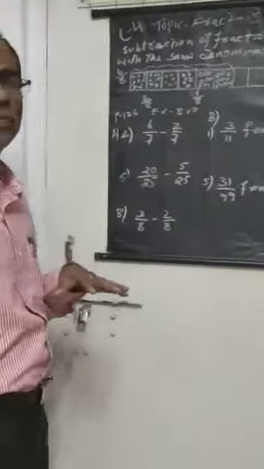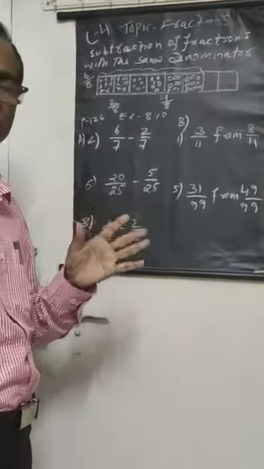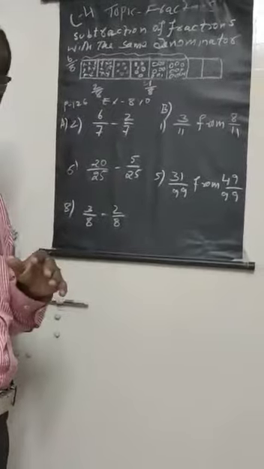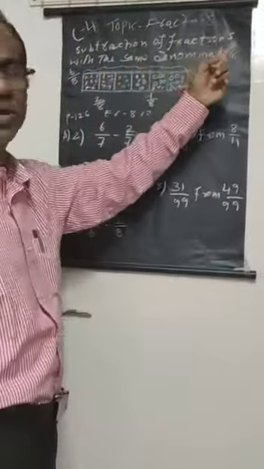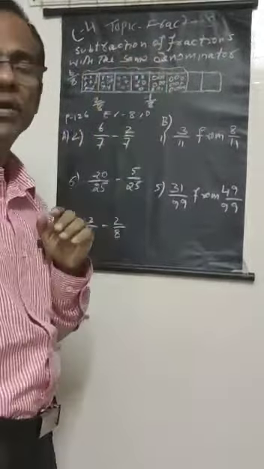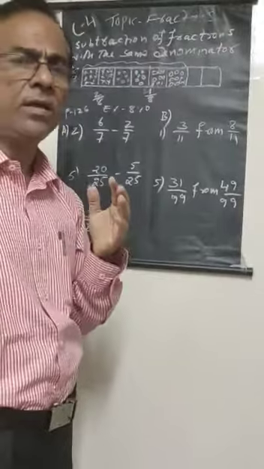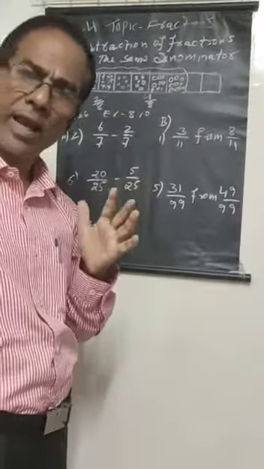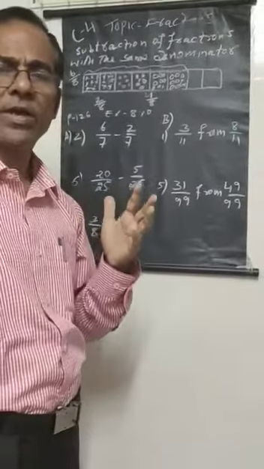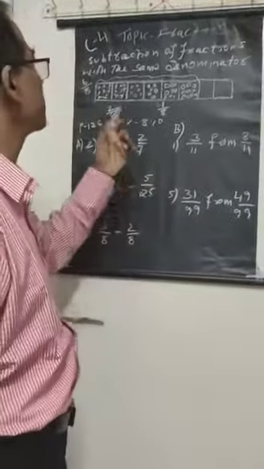Students, just now we have done the addition of like fractions, additions of fractions with the same denominator. Now what we have to do? Subtraction of fractions with the same denominator. Again and again I am telling, same denominator means they are called like fractions. Just now I have shown you, and one more activity is there. Just you have to see this.